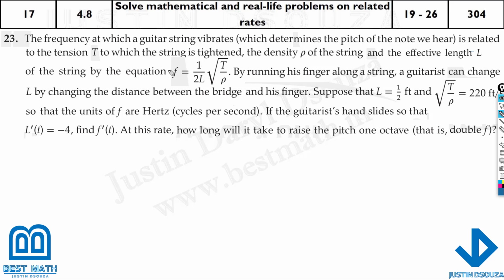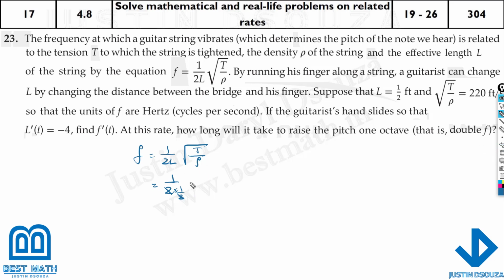It's about a guitarist and the frequency depends on the L, that is the effective length in the guitar, and square root of T, that is tension, divided by rho. This is called as rho, the symbol. It's usually used for density. Now what we do is we will write the given function 1 by 2L square root T by rho. Let's substitute what is known. They have told suppose L is half. So here 1 by 2 times half. So this cancels off.